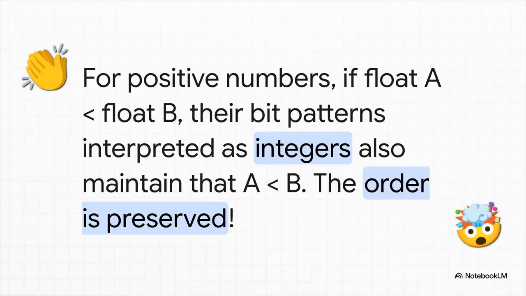And this is where the genius comes in. The people who designed the floating point standard way back in the 80s were incredibly clever. They designed the bit format so that for any two positive decimal numbers, if number A is smaller than number B, its raw bit pattern, when you just read it as a plain old integer, will also be smaller. The order is perfectly preserved across interpretations. This means you can sort positive floating point numbers by just pretending they're integers and running our lightning-fast Radix sort on them. You don't even have to convert anything.